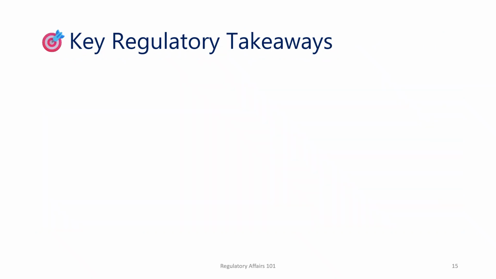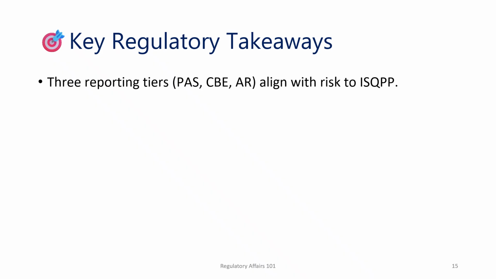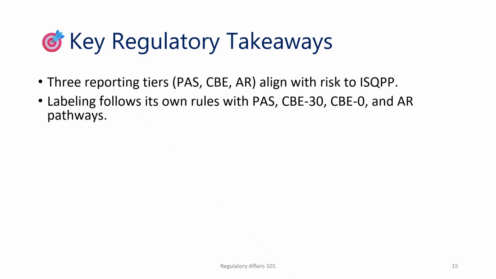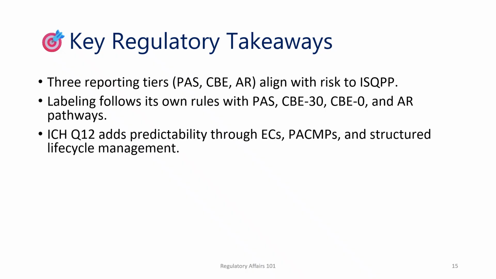Here are the key points to remember. The FDA's three reporting tiers, PAS, CBE, and annual report, create a clear risk-based framework for managing post-approval changes. Labeling changes follow their own structured pathways. ICH Q12 adds predictability through ECs, PACMPs, and lifecycle tools.